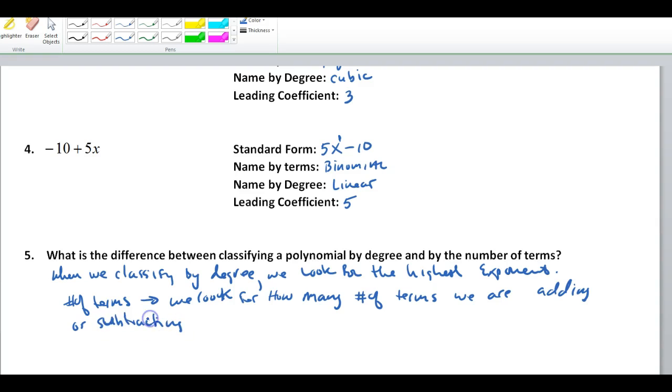And again, it is important to know each and every one of these vocabulary words. So, hopefully, this lesson makes sense.